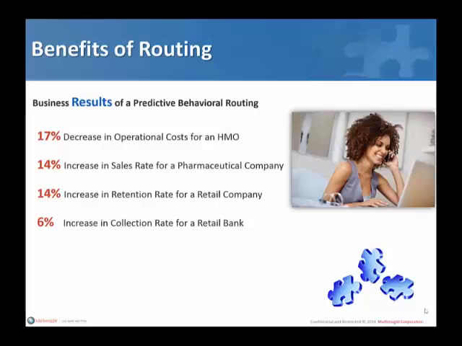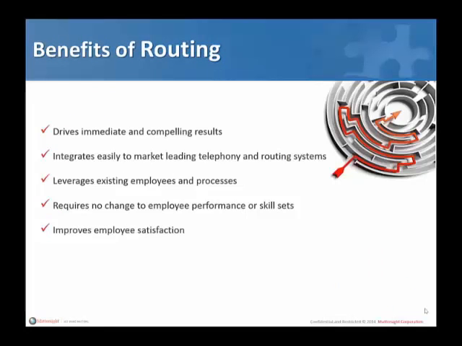And in a retail company, when a call came in, we cared about routing that call to the agent who's got the best retention rate for that personality. And we saw a 14% lift in retention rate by using predictive behavior routing. And the final one we looked at was for a retail bank who used this for outbound collections. We were able to see a 6% lift in outbound collections for a retail bank organization. So as you can see, predictive behavior routing can be used in a variety of applications, both inbound and outbound within your organization.